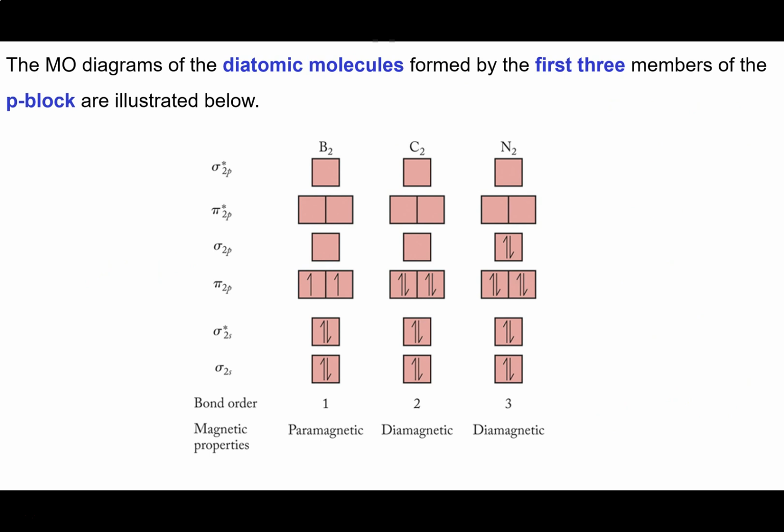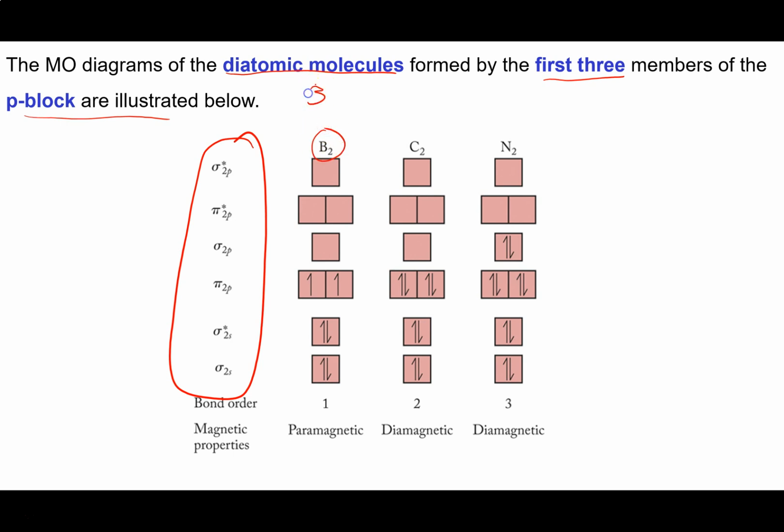So for the first 3 members of the p block, their molecular orbitals all follow this pattern. There's 2 of the pi, okay? So they all go sigma 2s, sigma star 2s, pi 2p, sigma 2p, pi star 2p, sigma star 2p for B2, C2, and N2, the diatomic molecules formed by the first 3 members of the p block of period 2. They all have this pattern, and we should be able to put enough electrons in there.